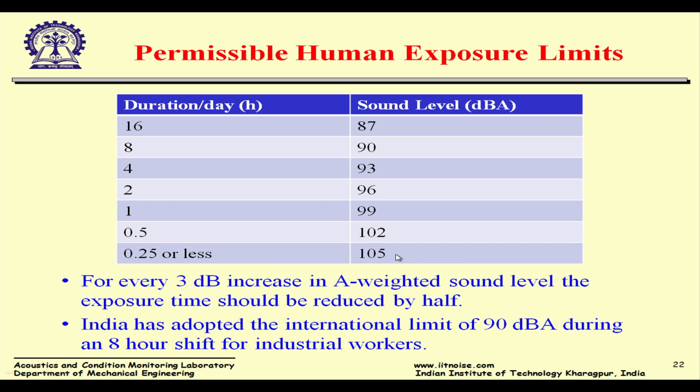Okay. So, if it is 140 dBA, you can imagine what I am talking about here. India has adopted this international limit of 90 dBA during an 8-hour shift for industrial workers. But if you ever have sat in the cab of an Indian engine railroad locomotive, things are different. So, that is why we put extra ear protection. Exposure is very bad.